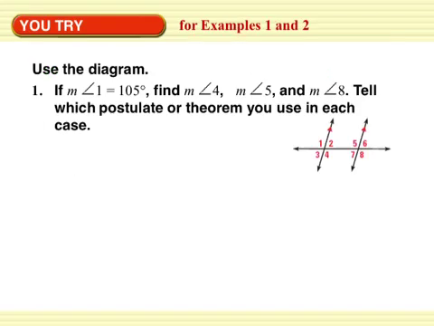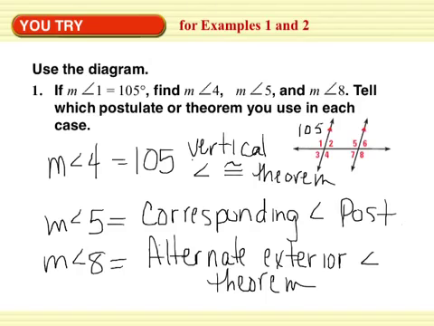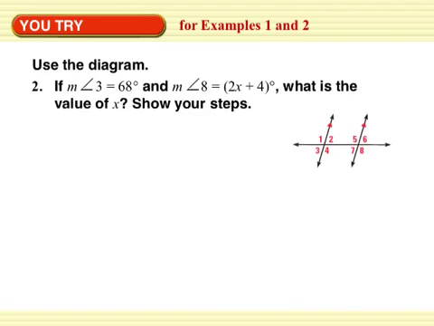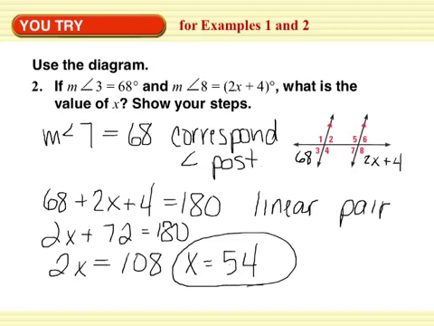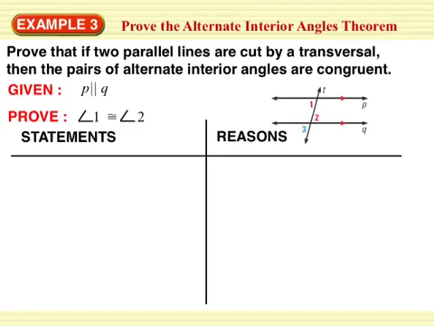Okay, you try. I'm going to go ahead and push pause, and I'll fill in the answers. All right, check that out, and let me know if you have any questions. Whenever you try, go ahead and push pause. There we go. I knew that the measure of angle 7 was 68 because of the corresponding angle postulate. And then angles 7 and 8 are a linear pair, so I can add them together to get 180. So x equals 54.